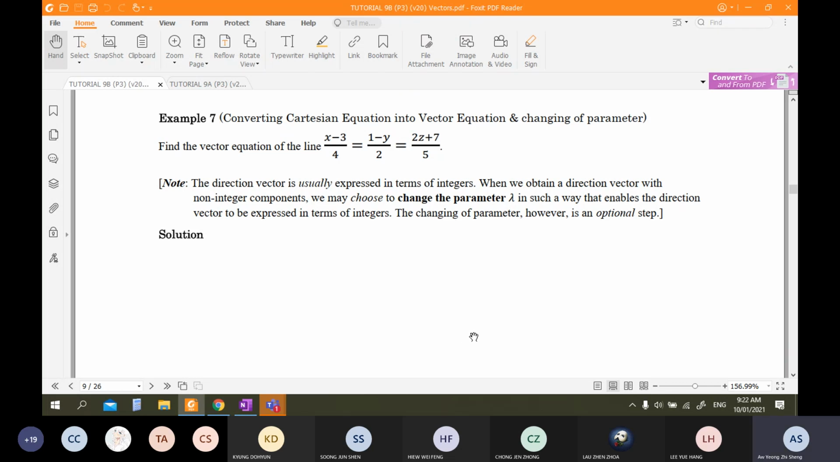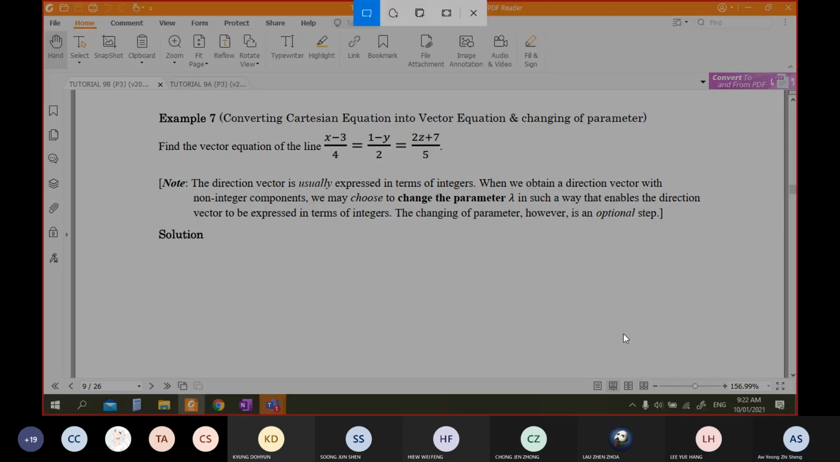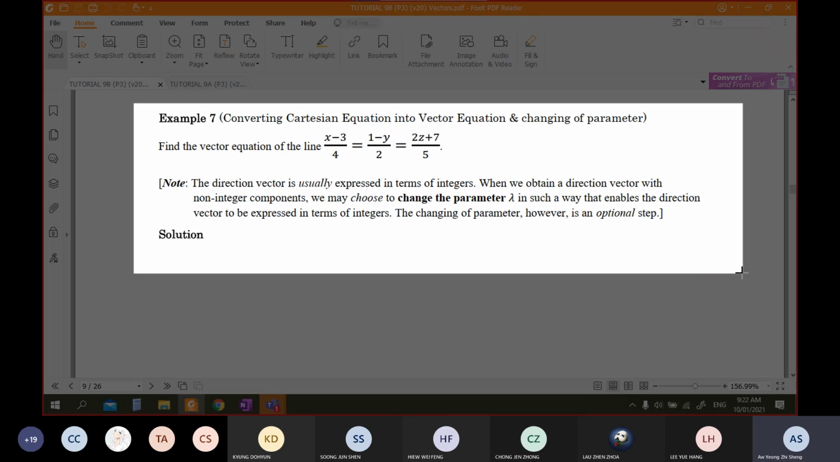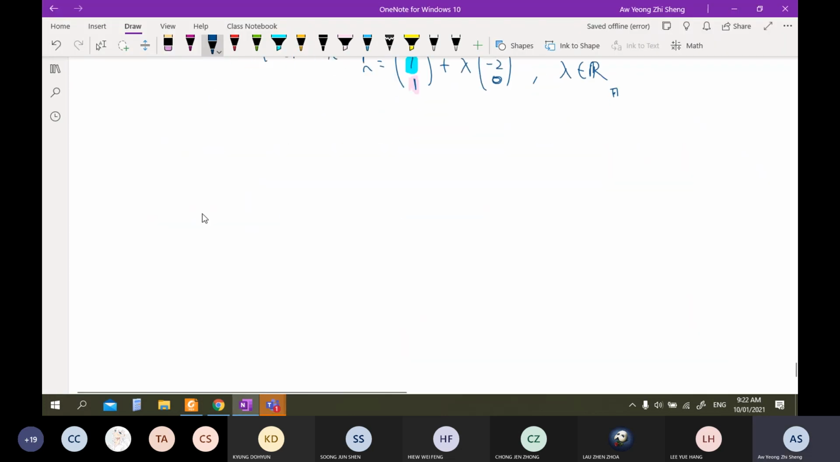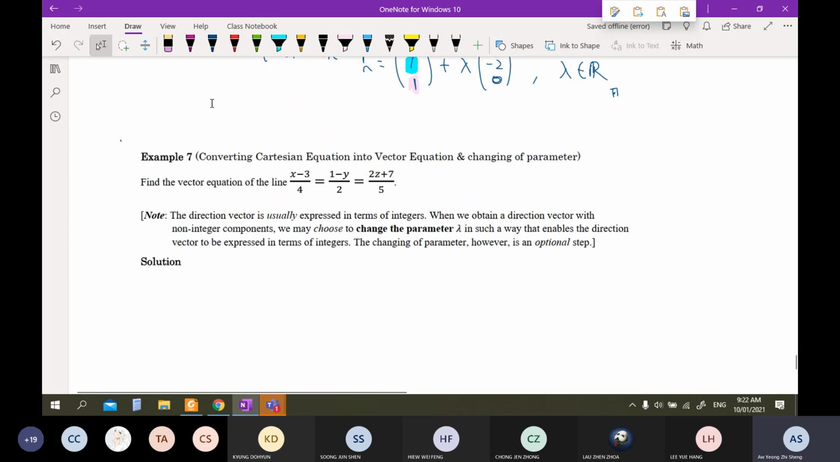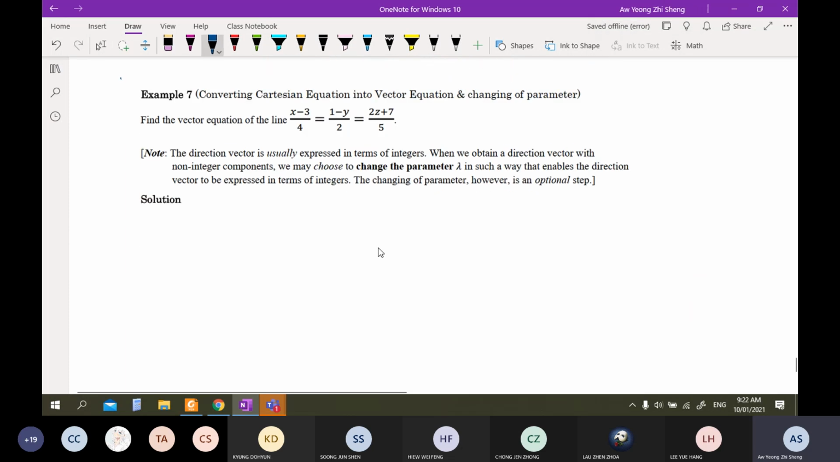The direction vector can contain fractions, there's nothing wrong. In case the question says they want the direction vector to have purely integer components, then only will you try to do the changing of parameter. Okay. Now, I will just demonstrate to you. 99% of the exam questions will not force you to make the direction vector nice. So you actually don't have to worry. And this is just to expose you to the idea.